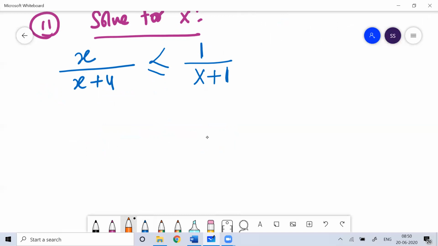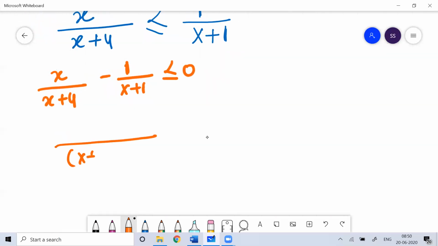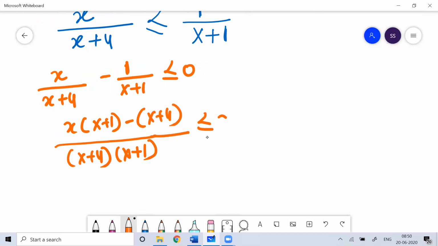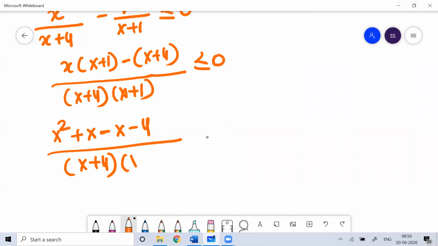The better way to do this is to simply bring the RHS to the LHS. So x divided by x plus 4 minus 1 divided by x plus 1 is less than or equal to 0. Now take the LCM, which is x plus 4 into x plus 1. So this would be x into x plus 1 minus x plus 4, less than or equal to 0. Now solving this, x square plus x minus 4 divided by x plus 4 into x plus 1 is less than or equal to 0.